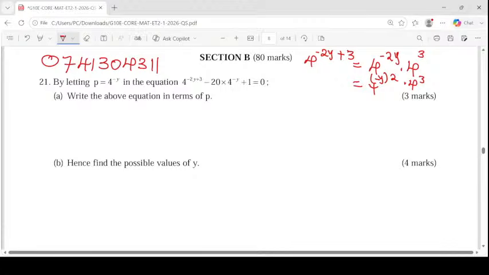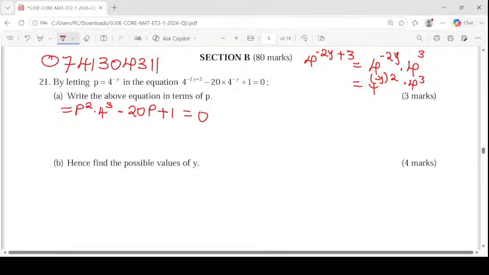So, write the above equation in terms of p. So this will be now 4 power negative y is p. So this will be p squared times 4 cubed minus 20 times 4 power negative y, so that will be 20p, plus 1 is equals to 0.